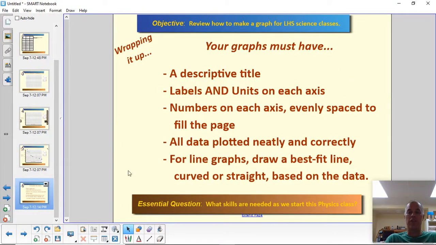Okay, so that's it. This is all the stuff. I'm going to finish with that page. So you have a list there, and you can pause this if you want, and you'll have a list of the things that you need for your graph.